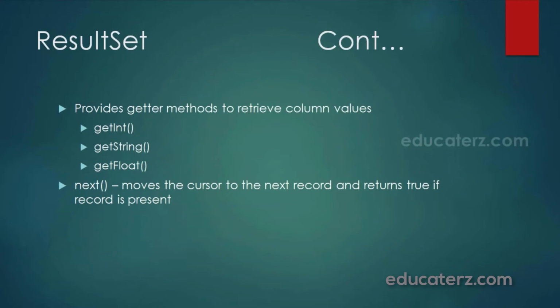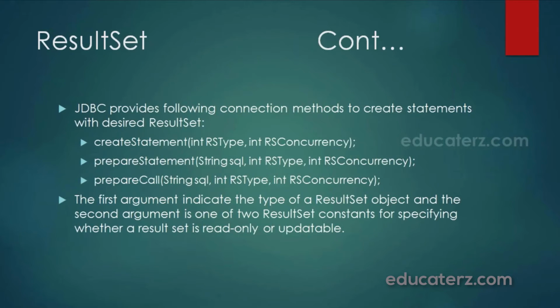So we have getter methods to retrieve column values, like we have seen getInt, getString. Similarly, we have getFloat also. Next is a method which moves the cursor to the next record and returns true if the record is present. So we have connection methods to create statements with desired result set.